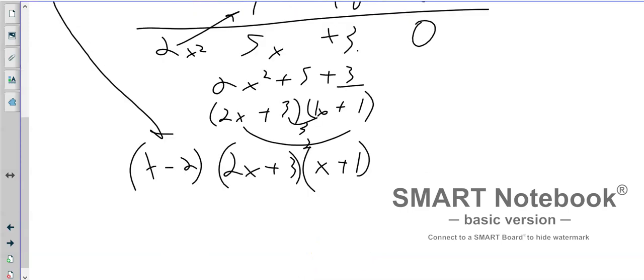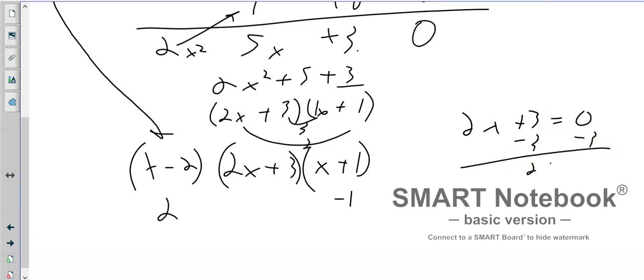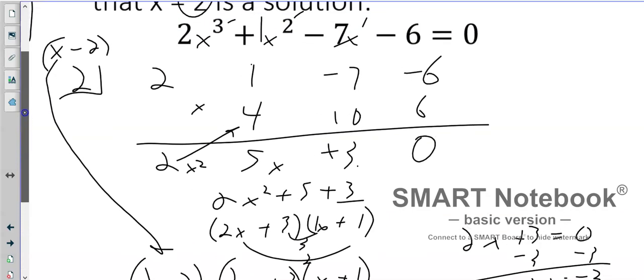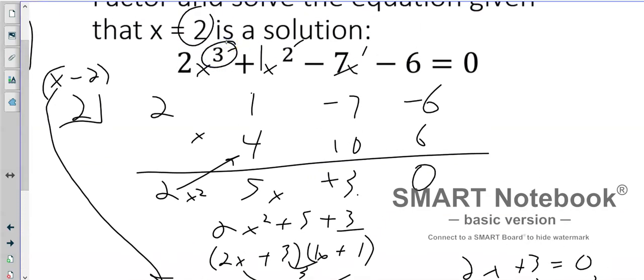Last step. This is 2. That's negative 1. This one might not be able to do in your head. Some of you will be able to. Set it equal to 0. Subtract 3. Divide by 2. And that's negative 3/2 or negative 1 1/2. So those are my 3 zeros.